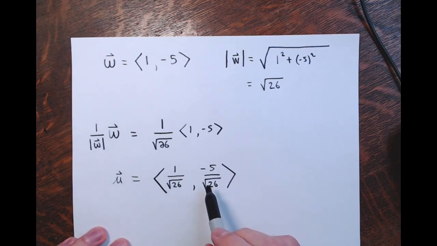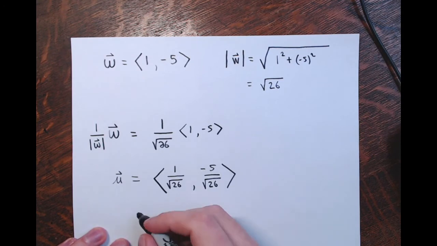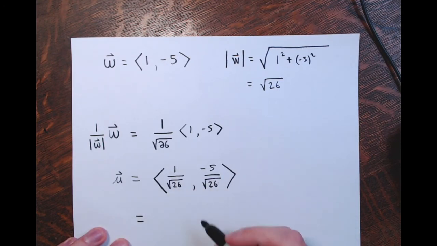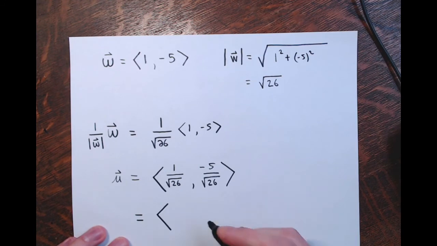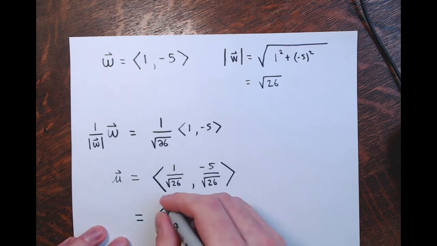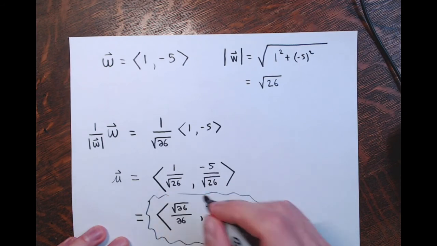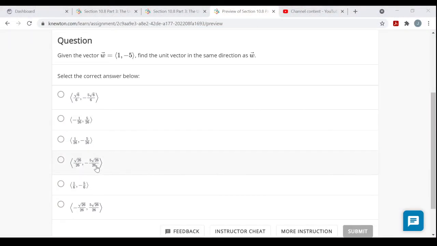This is a vector that has a magnitude of 1 that points in the same direction as my first vector W. You might see in the options that they're rationalizing the denominators. So I would multiply both of these by the square root of 26 over the square root of 26. So I have the square root of 26 divided by 26 for the first component, and then -5 times the square root of 26 divided by 26 for the second component. And this is what their final answer is. Let me see if that's an option. Yeah, right there. There's a vector 1 unit long that points in the same direction as W.